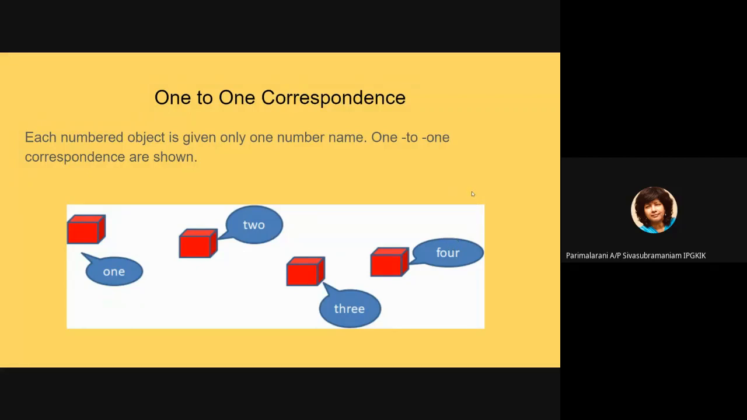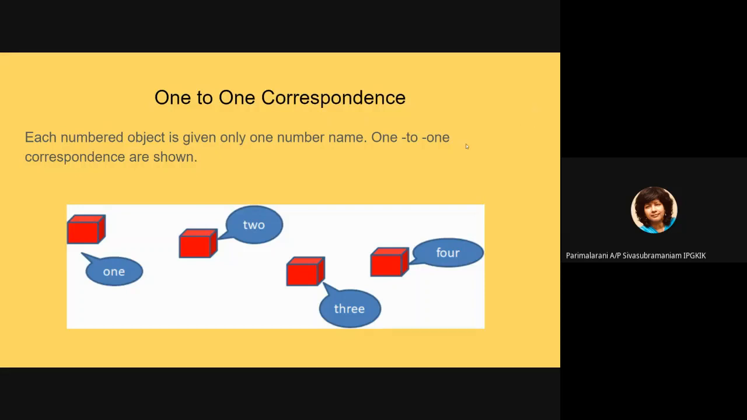In the initial stages, when we teach counting, when the child touches the object, they must move the object away. You touch 1, say 1, move it away. Touch the second object, say 2, move it away. Touch the third object, say 3, and move it away. So they know which they have counted and which they haven't counted.